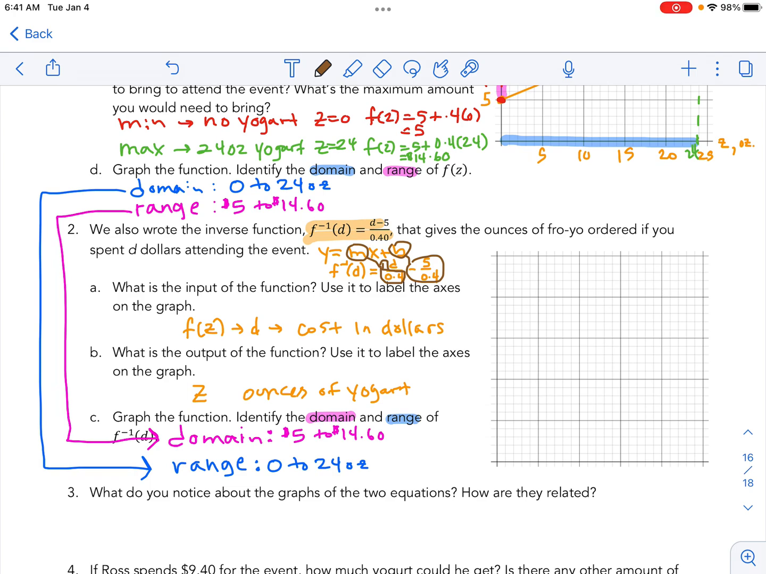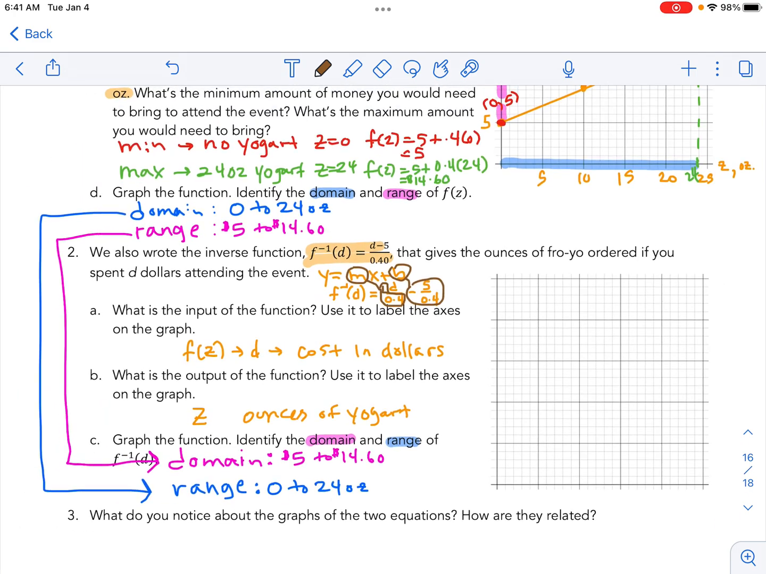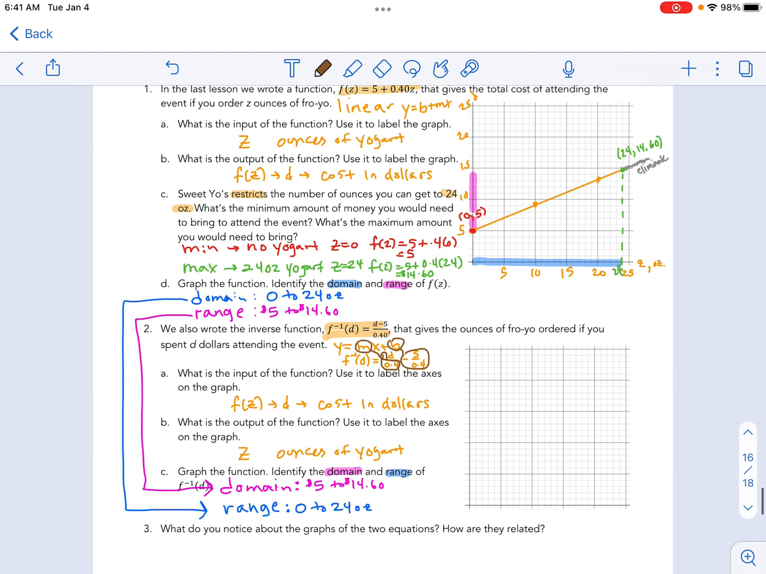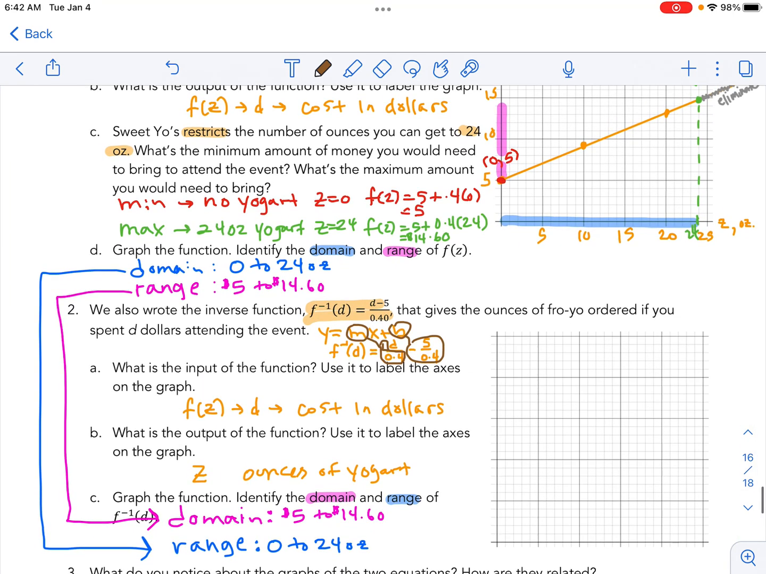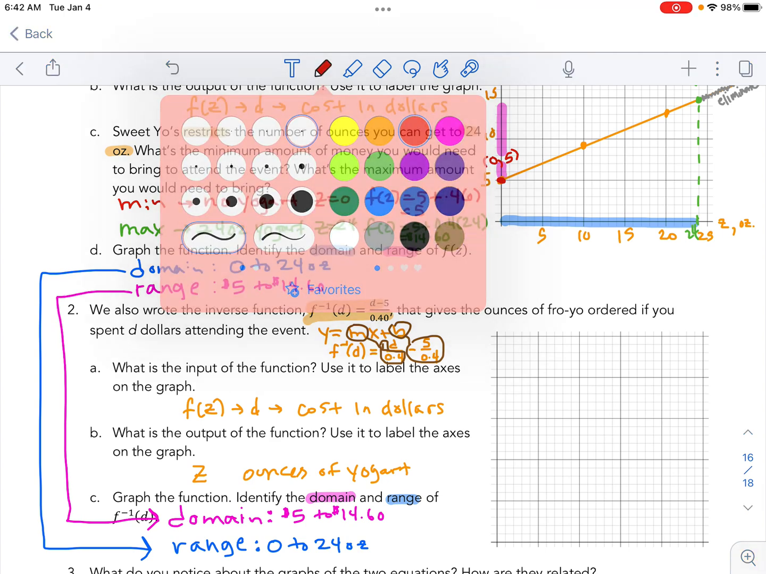There's an easier way to graph the inverse. This is the kind of cool thing. If I want to graph this inverse, I'm just going to swap my x's and my y's. In other words, I know I have these 2 points. Remember the minimum and the maximum points? We're just going to switch those. So we're going to switch the x's and y's of those points. So instead of 0, 5, we're going to have 5, 0.